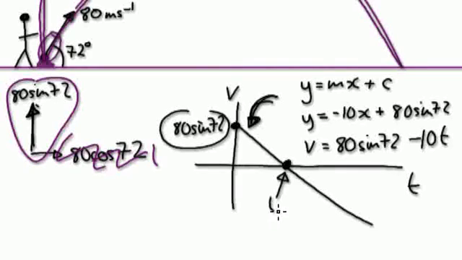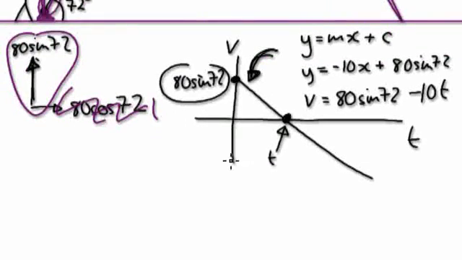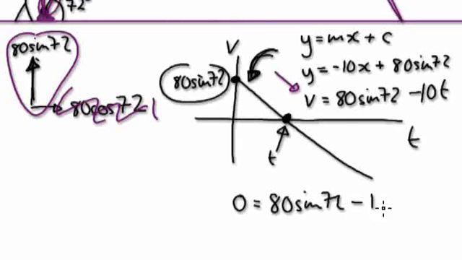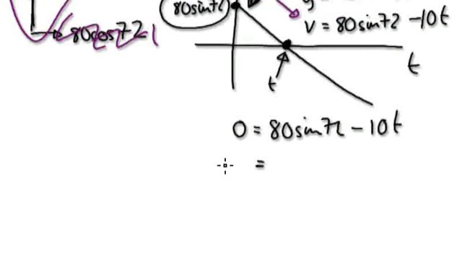Now we want to find out t max. Well, at t max the velocity is 0. So let's put 0 into this v. So 0 equals 80 sine 72 minus 10t. Now try and work out t now. So t equals 80. Well, I'm jumping the gun here. Hang on.